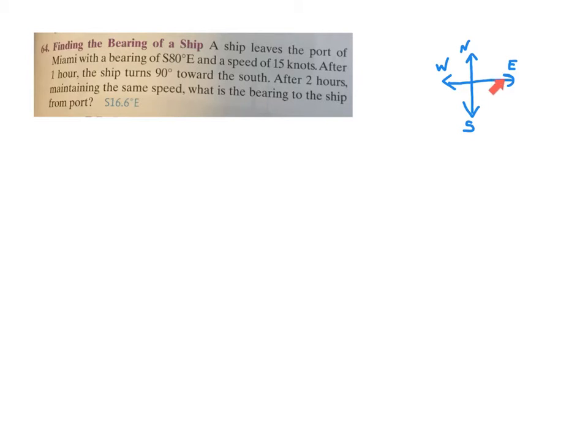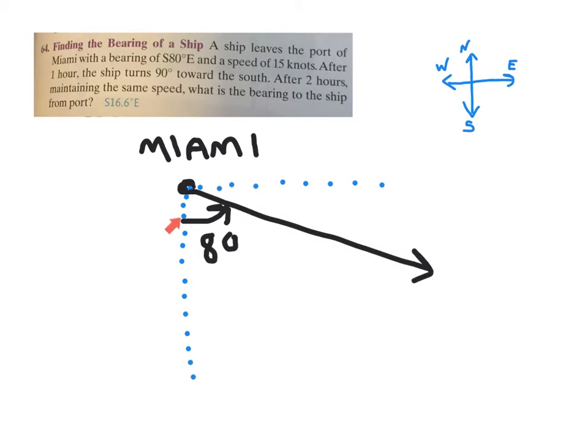Here's our compass up here with directions east and south, right? You know about those. Now we're told the ship leaves with a bearing of south 80 degrees to the east. So south, but 80 degrees to the east. So that means that the bearing is going to be like this.